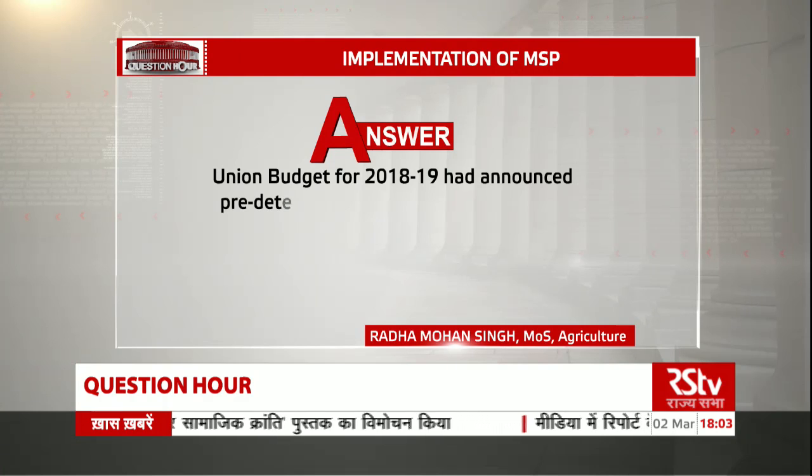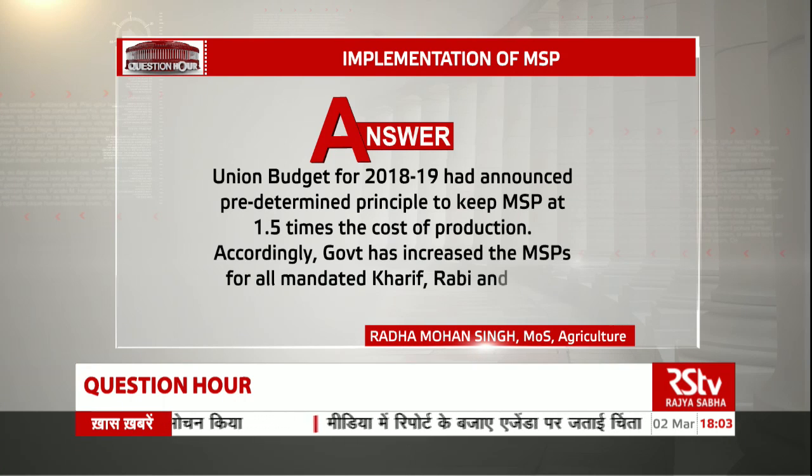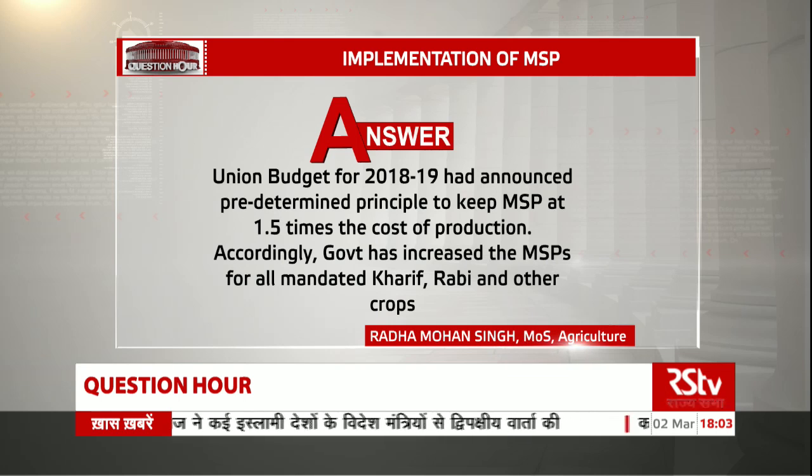The Union Budget for 2018-19 had announced the predetermined principle to keep MSP at levels of 1.5 times the cost of production. Accordingly, government has increased MSPs for all mandated Kharif, Rabi and other commercial crops with a return of at least 50% of cost of production for the agricultural year 2018-19. This decision of the government was a historic one, as it fulfills the commitment to the farmers to provide 50% return over weighted average cost of production for the first time for all mandated crops.